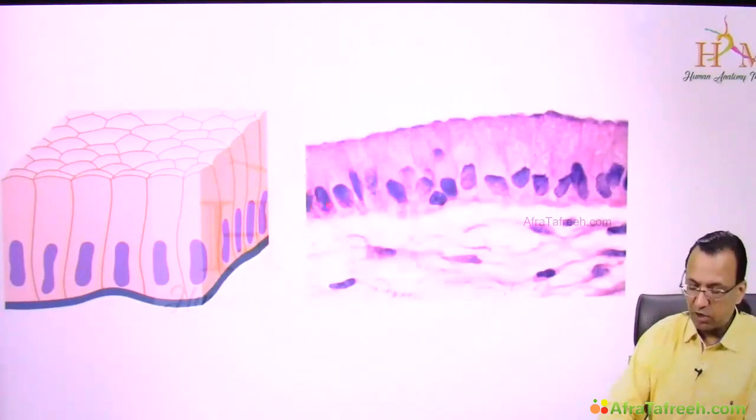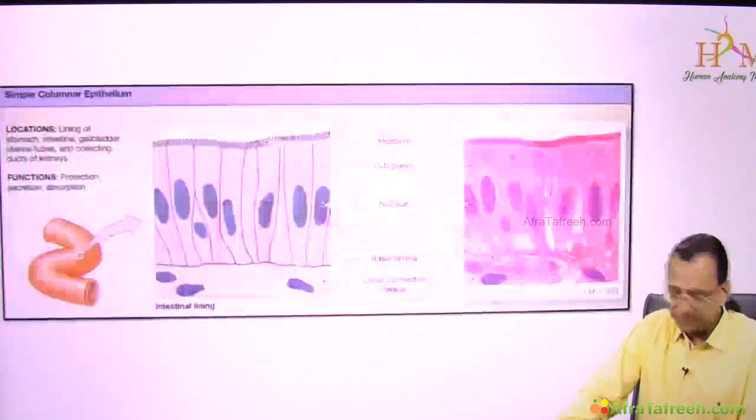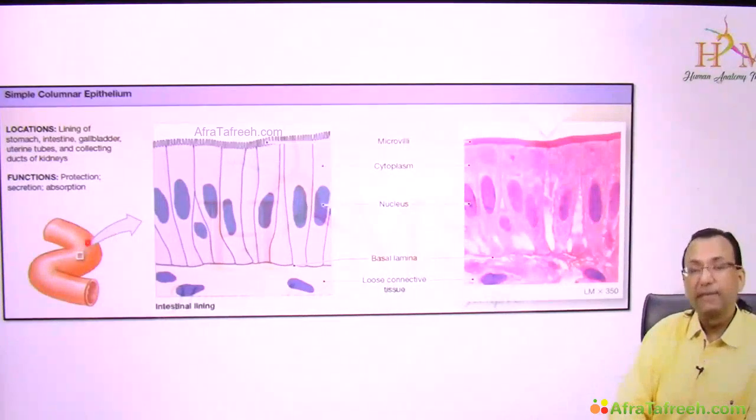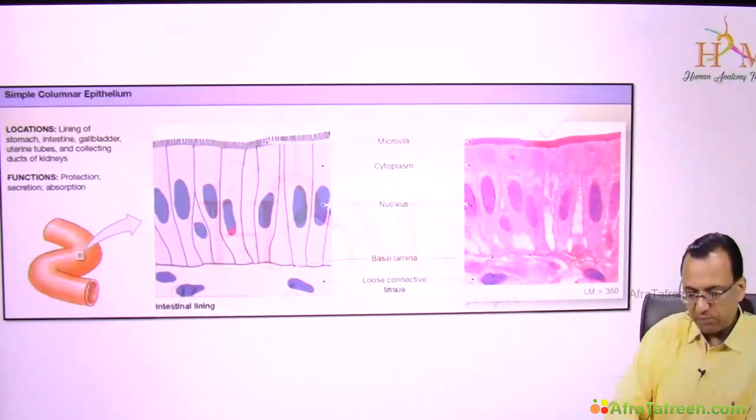And where did you see the columnar? Actively secreting thyroid follicle. Where else? Intestine and stomach and other places also. So stomach, intestine. What kind of epithelium is there in small intestine?